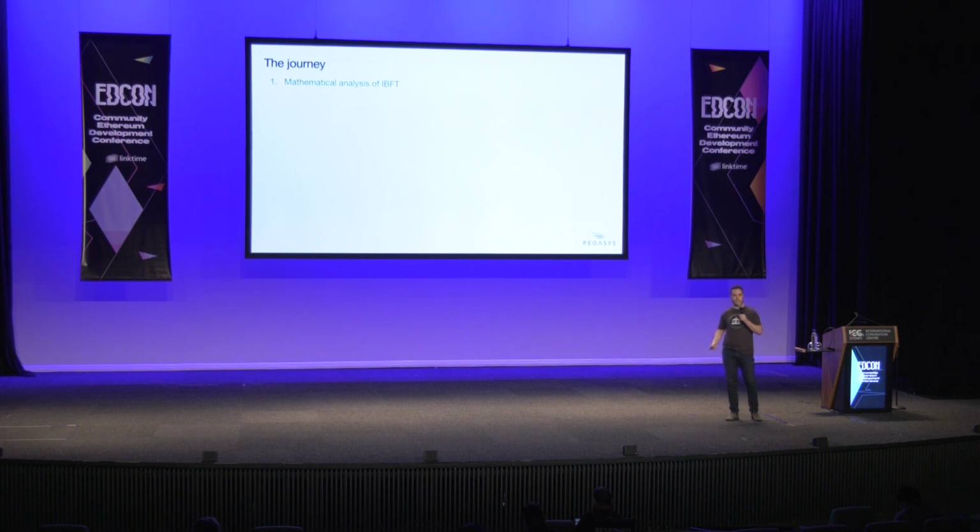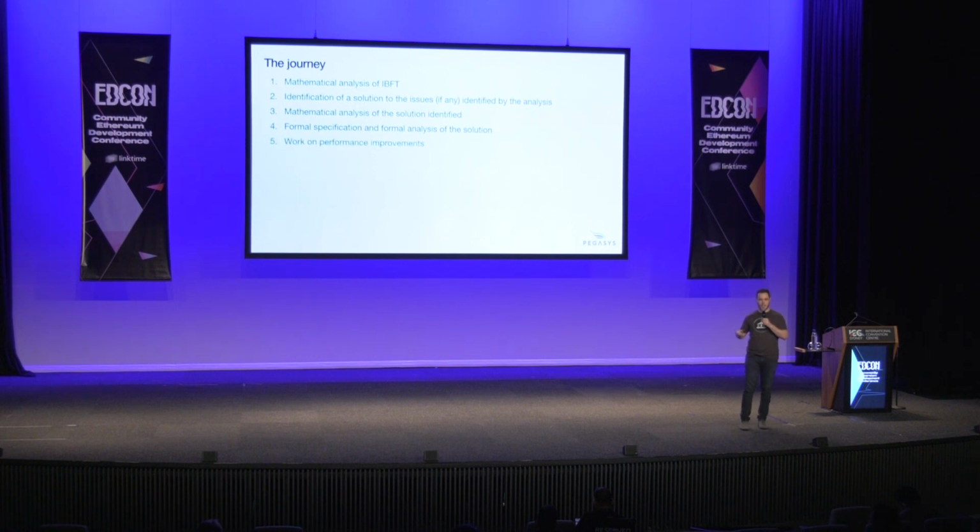If there isn't, well, you need to do one. And if you find issues, you need to find a solution to this issue, and then you need to mathematically analyze your solution. Not only that, if you really want to be sure that what you're specifying is correct, you need to build a formal specification and run a formal analysis of the protocol.